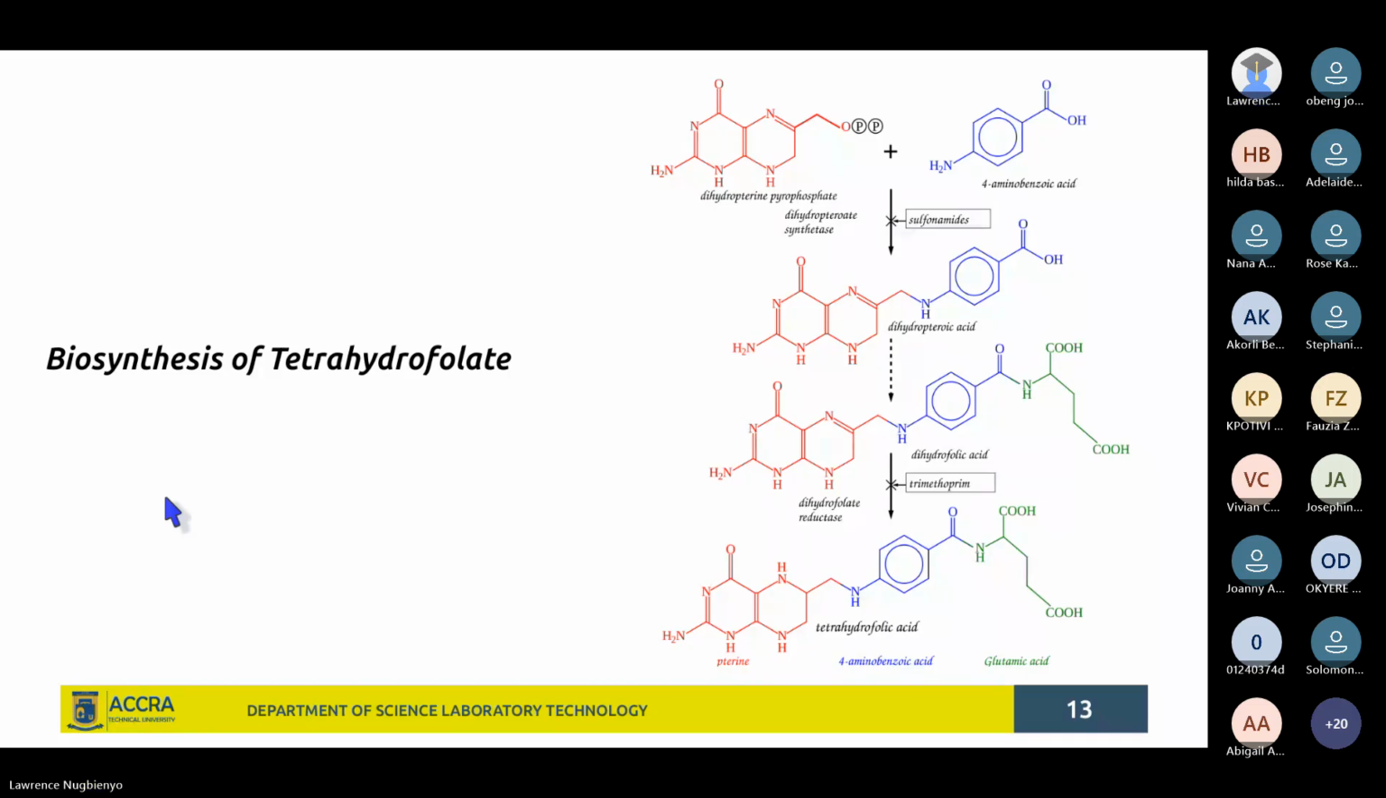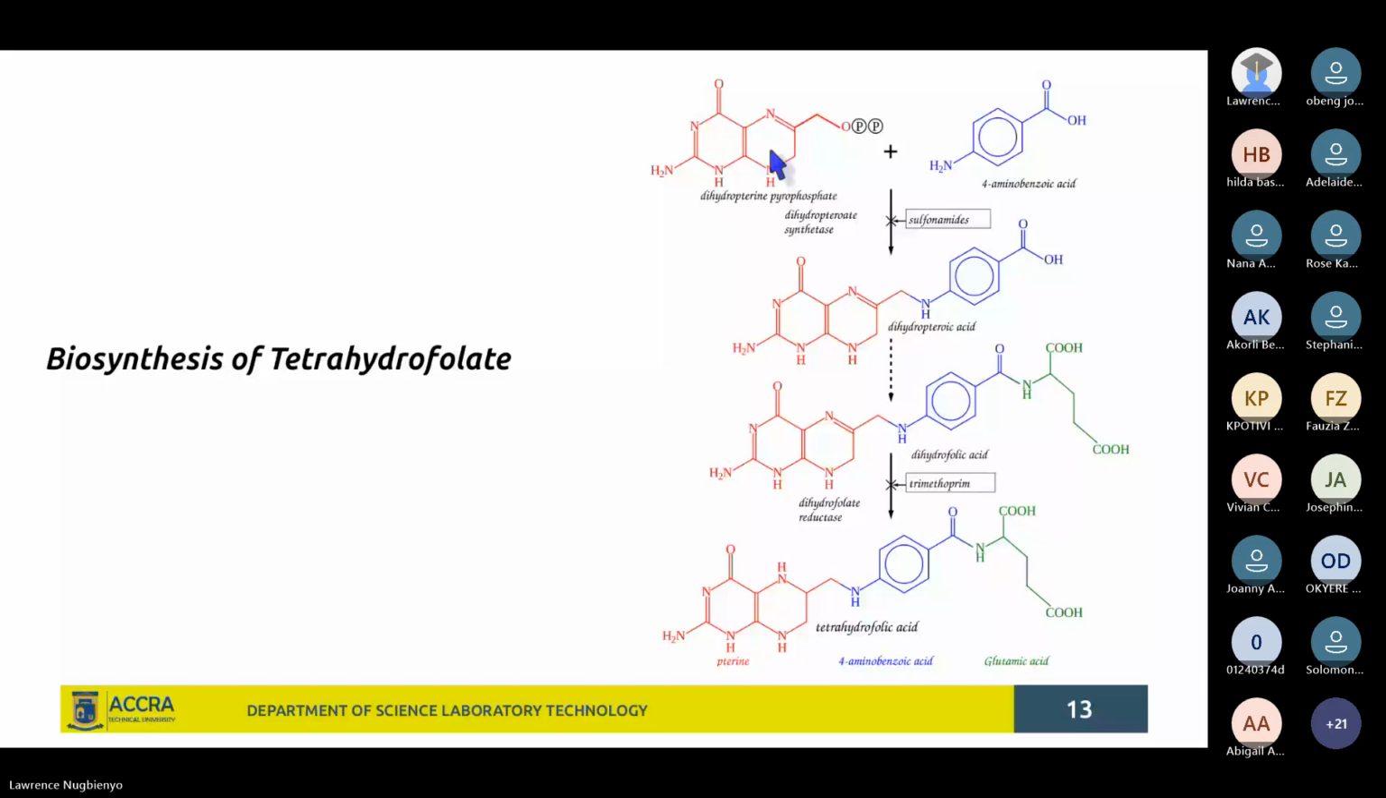Now, in the synthesis of folic acid, what you see at the right-hand side is the process of synthesis of folic acid, or say the tetrahydrofolic acid. Now, this synthesis occurs in humans and it also occurs in bacteria. So you see, bacteria also require folic acid, like the tetrahydrofolic acid, for the growth of the bacterial cell.